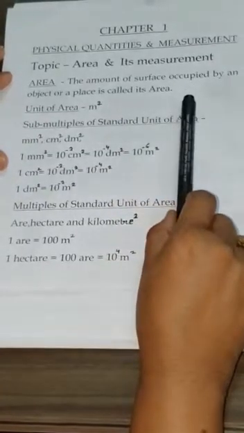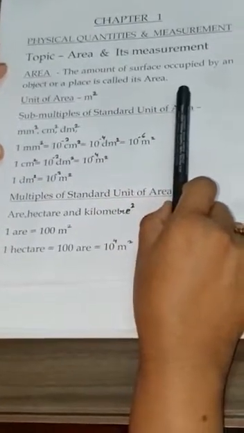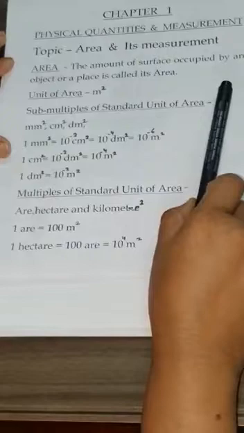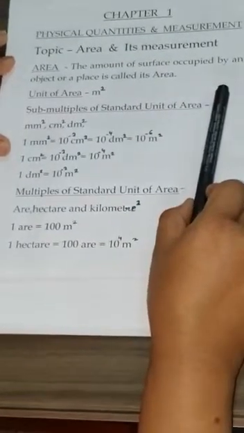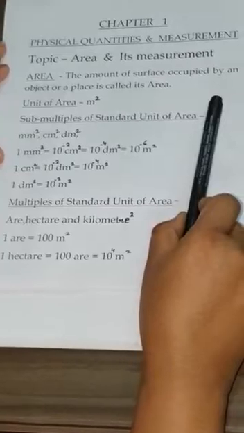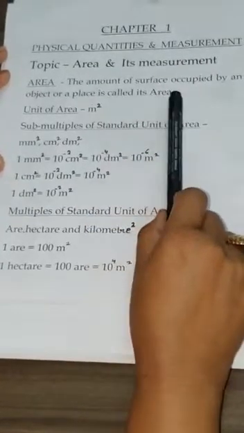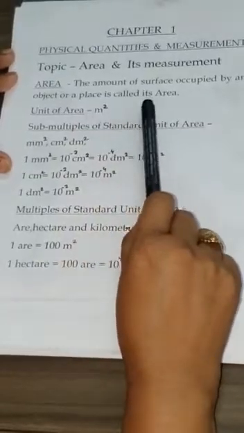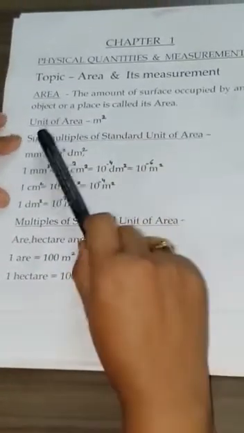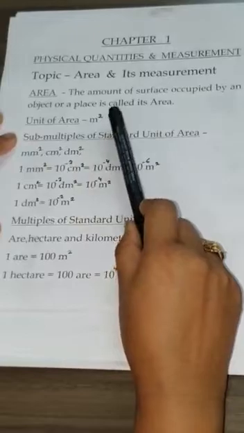Let us take an example of a bigger table and a smaller table. Which will occupy more surface? The bigger table will occupy more surface. So again, the amount of surface occupied by an object or a place is called its area. SI unit of area: meter square.